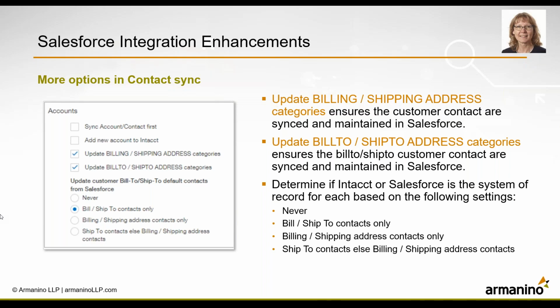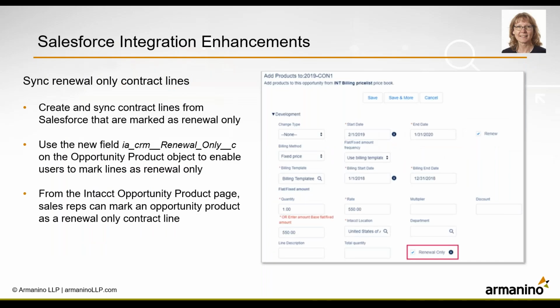And then you can determine who is the owner of the settings, right? So if Intacct or Salesforce is going to be the system of record. And so you can pick never, only on the bill to, ship to, only on the billing and shipping, or all of them. So some nice new features there for contact. I have to be careful because contact and contract are so close, right?